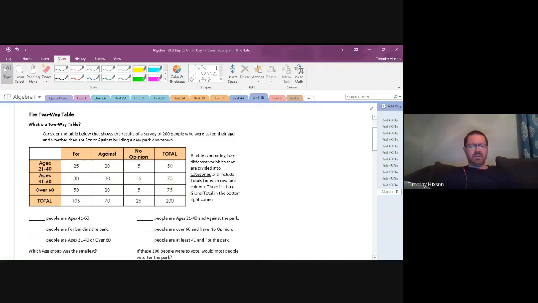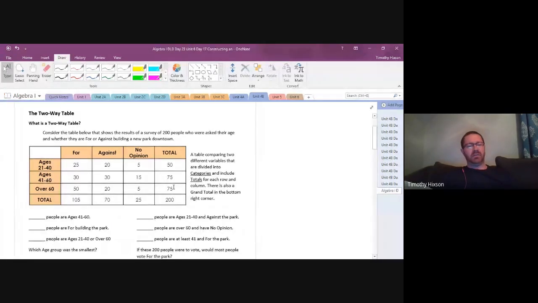All right, so in today's lesson, we're going to be looking at two-way tables. You see an example of a two-way table right here. So let's first of all describe what this is. This table shows the results of a survey that we did with 200 people, and they were asked their age and also whether they are for or against building a new park downtown.